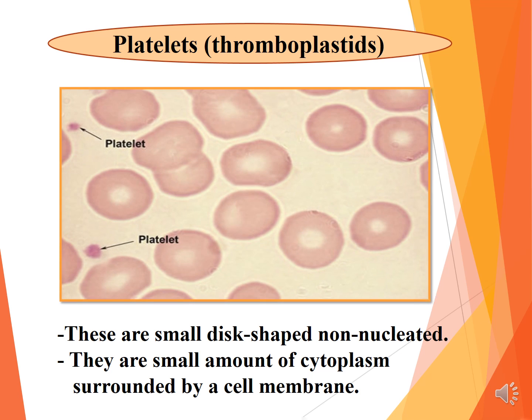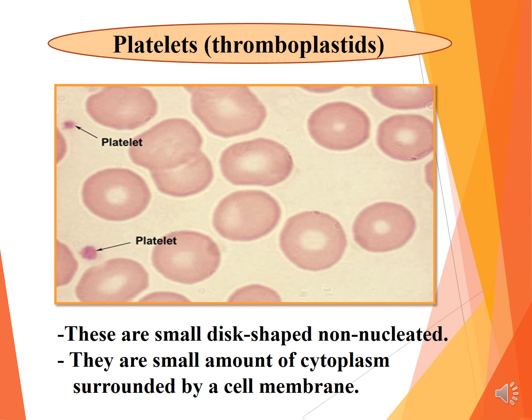المجموعة الأخرى من formed elements بالإضافة إلى كريات الدم الحمر وكريات الدم البيض هي البليتلتس أو thrombocytes اللي نطلق عليها الصفيحات الدموية. These cells are very small disc-shaped, non-nucleated. نلاحظها هي عبارة عن small disc-shaped without nucleus. These are عبارة عن small amount of cytoplasm surrounded by cell membrane. هي عبارة عن جزء من السيتوبلازم وتحاط ب cell membrane.